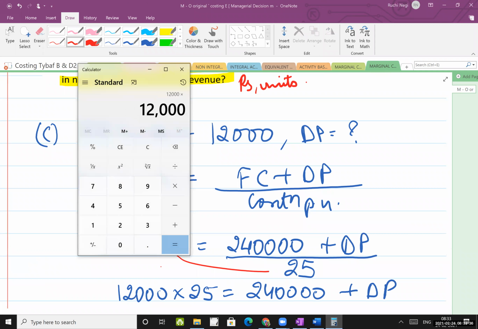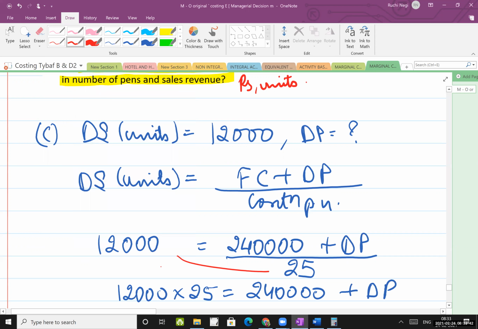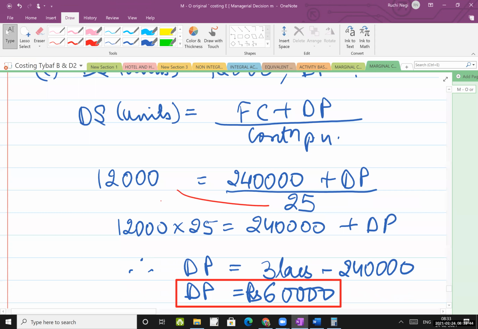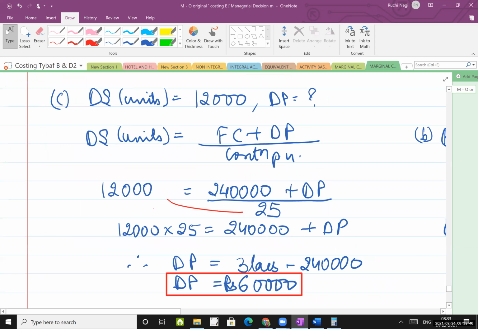So 12,000 into 25, 3 lakhs. 3 lakhs minus 2,40,000 is how much? 60,000. See, we're getting the same answer. Am I clear? Is this clear to everyone?